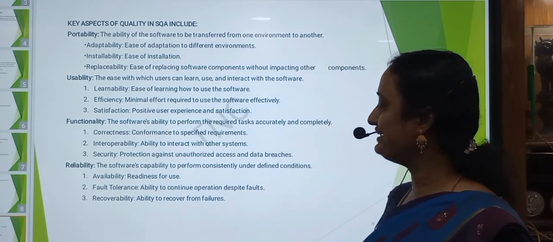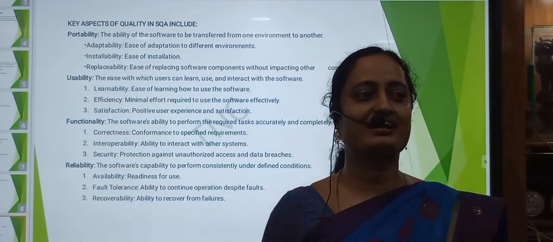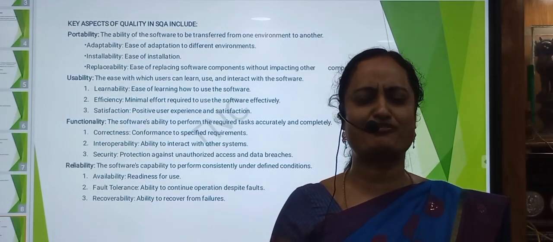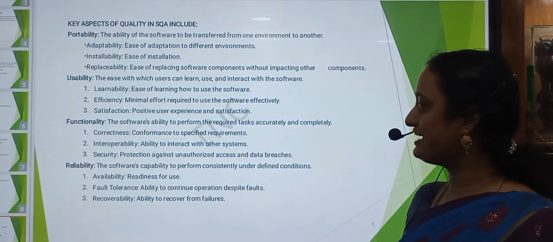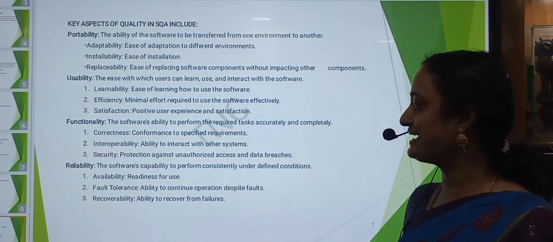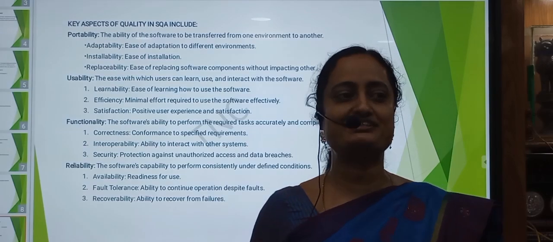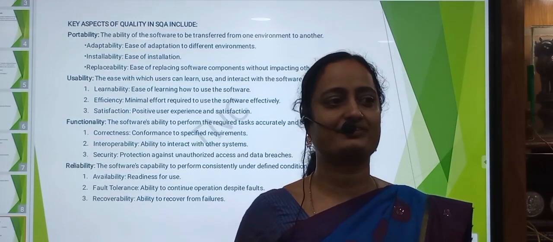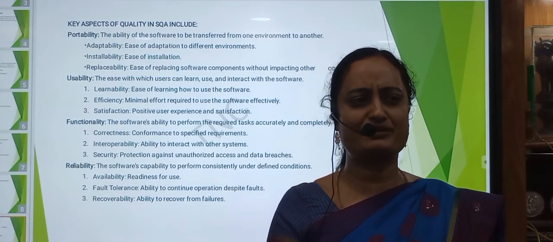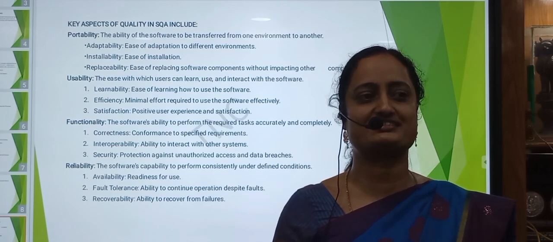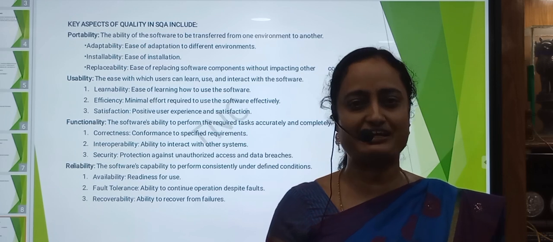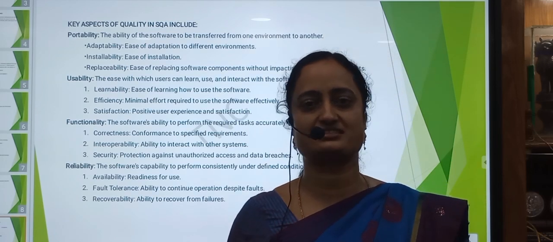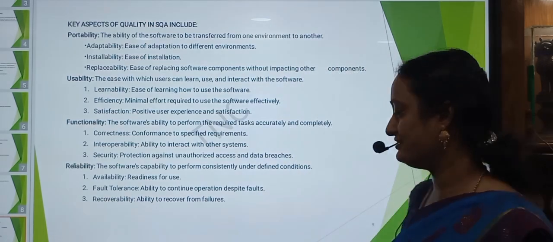Next, we'll see about reliability. Reliability is the software's capability to perform consistently. It includes availability, fault tolerance and recoverability. Availability means readiness for use, fault tolerance is the ability to continue operations despite faults, and recoverability is the ability to recover from failures.